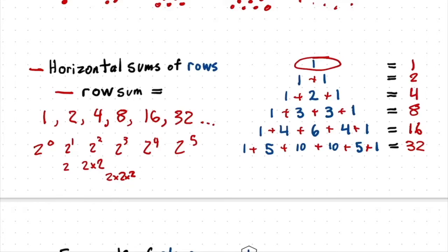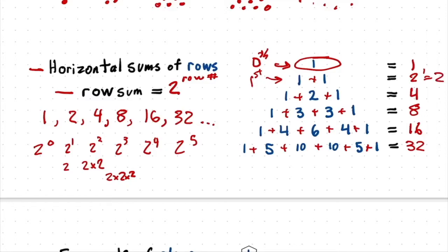So if we say that this row that I've circled right here is the 0th row of Pascal's triangle, then we can say that the sum of each row is just equal to 2 to the power of the row number. Right? So if this is the 0th row, it equals 2 to the 0 or 1. If the next row is the first row, then it equals 2 to the 1, which is 2. And that goes all the way through to all the others.